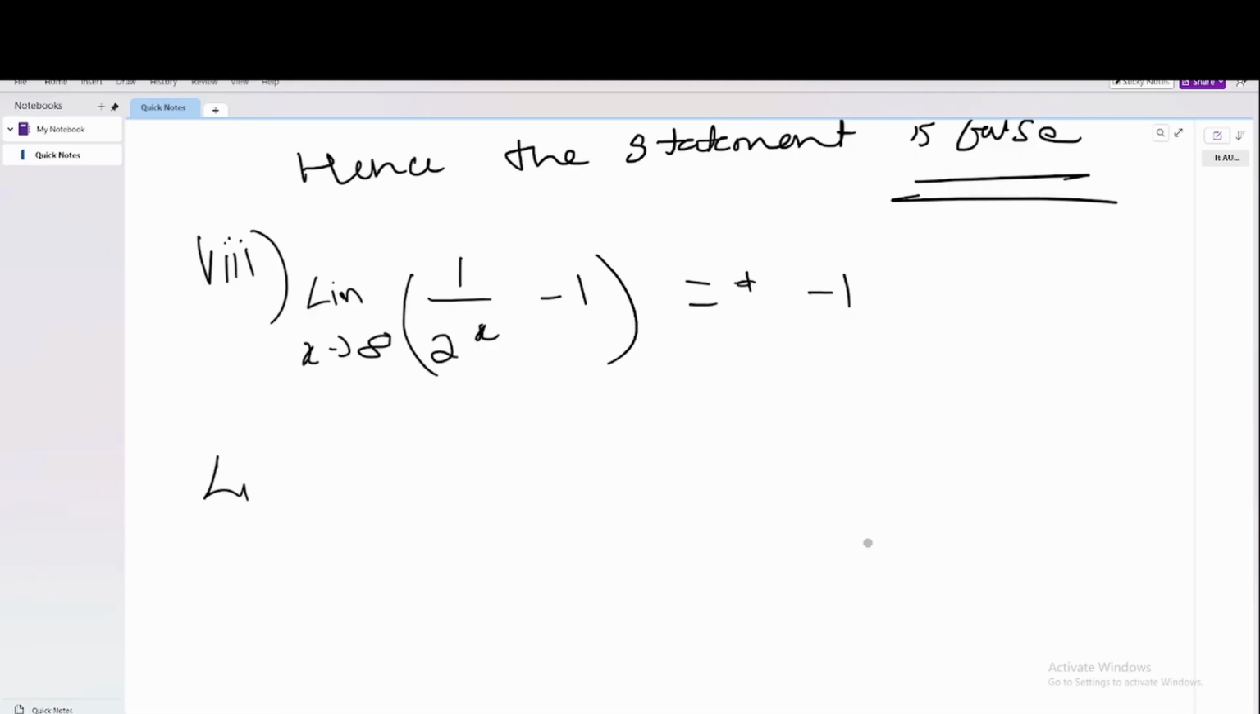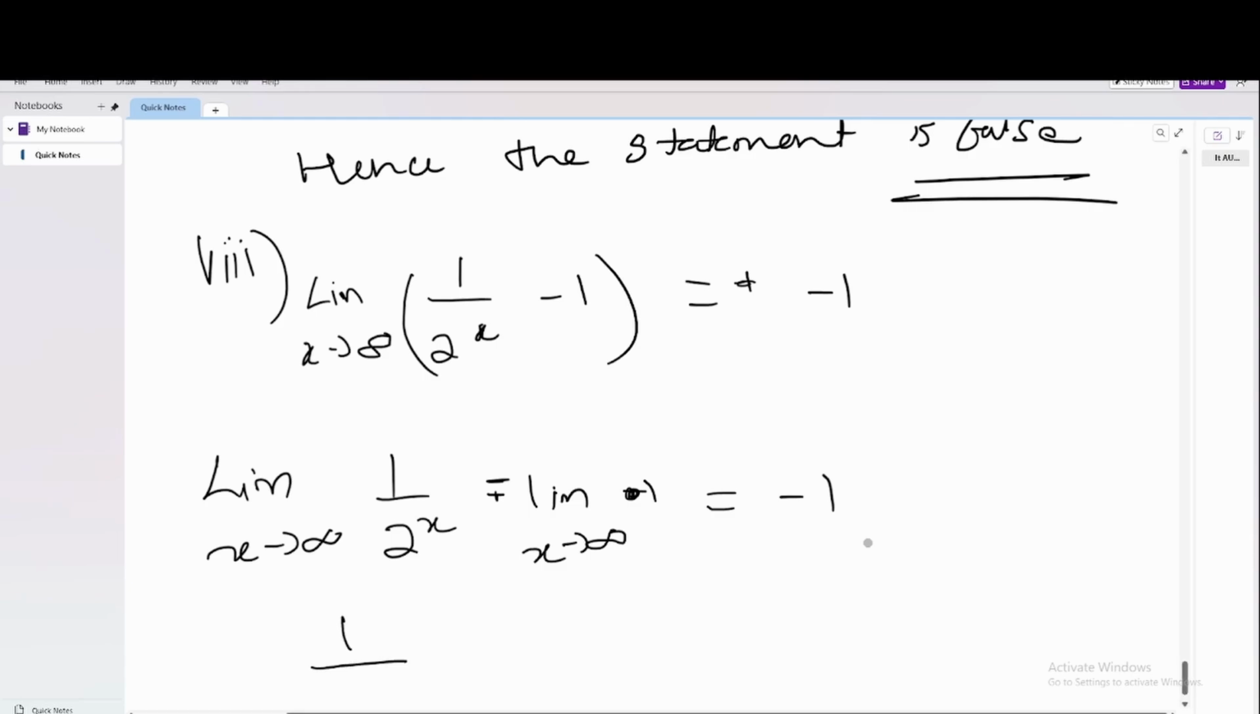Limit of x tends to infinity 1 by 2 raised to x minus limit x tends to infinity of 1 is equal to minus 1. So the equation will become 1 by 2 raised to infinity minus 1 is equal to minus 1.